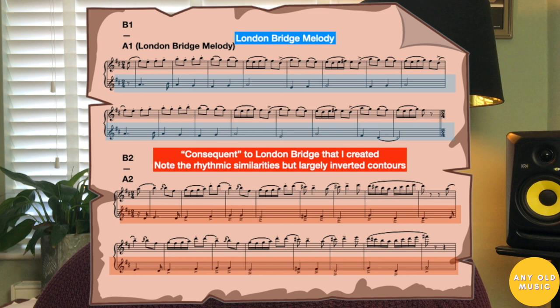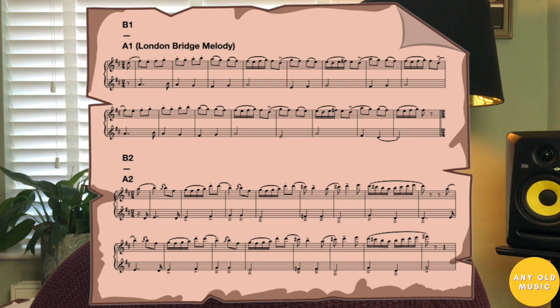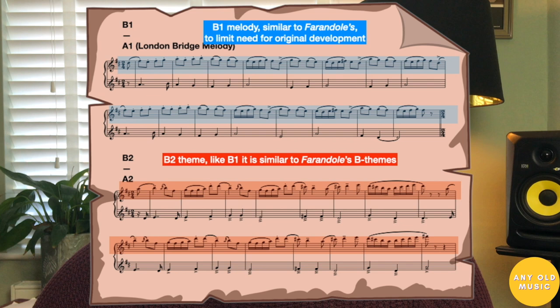Once I'd established my two A melodies, A1 and A2, as I referred to them in the analysis of the Farandole, I could write countermelodies to them both, giving me my B1 and B2 themes. To do this, I imitated the rhythmic features of the Farandole. I did this primarily so that I could quickly imitate the smaller developments that Guiraud makes in smaller parts of the work, where he alters and fragments motifs in the final section and coda.